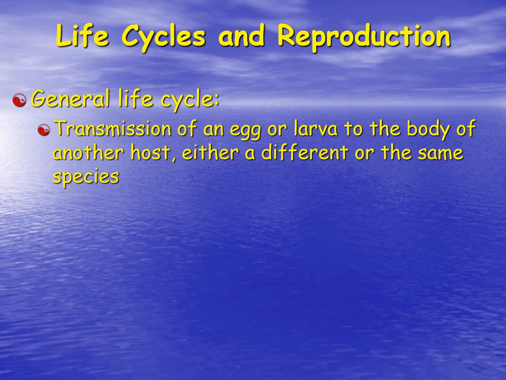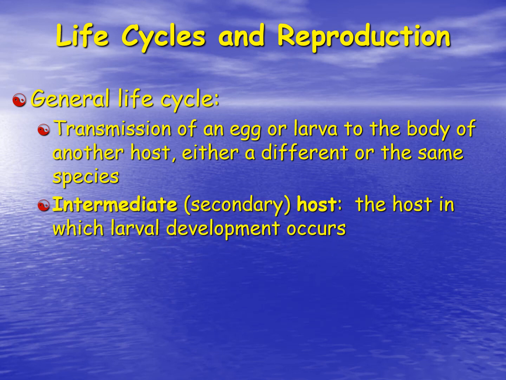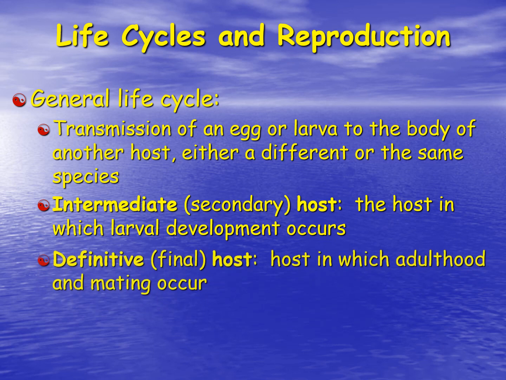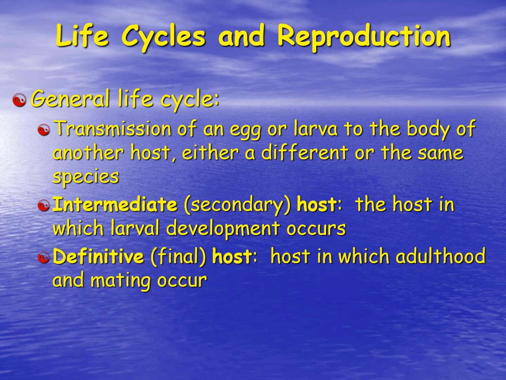Transmission of the egg or larvae to the body of another host, either through a different or same species, starts the general life cycle of most of these helminths. The intermediate or secondary host may also be included, and this is the host in which oftentimes the larvae develops until it can reach the primary or definitive host. The definitive host is the host that houses the adult cycle, and it's where reproduction will occur.